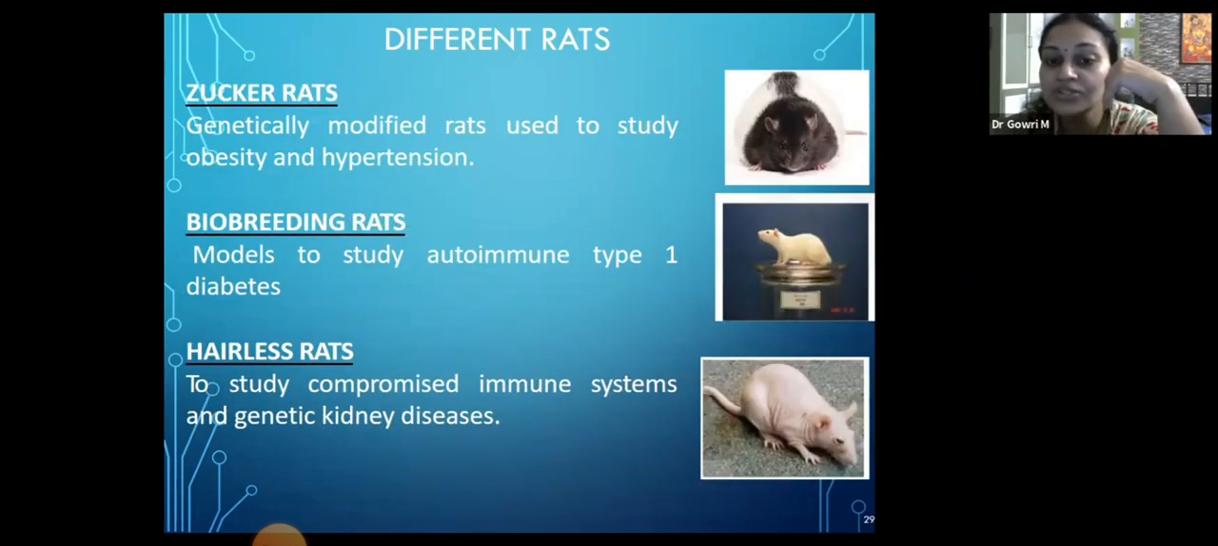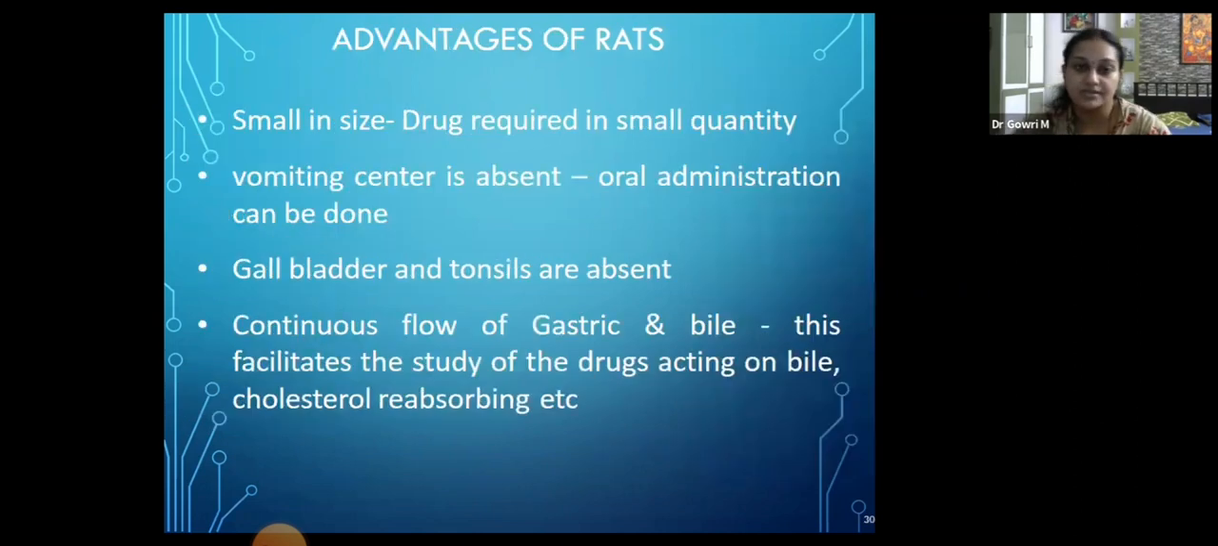Biobreeding rats are models to study autoimmune type 1 diabetes. Hairless rats are used to study compromised immune systems and genetic kidney diseases. Okay, so for autoimmune type 1 diabetes, you use biobreeding rats, while for compromised immune system and genetic kidney diseases, you use hairless rats.